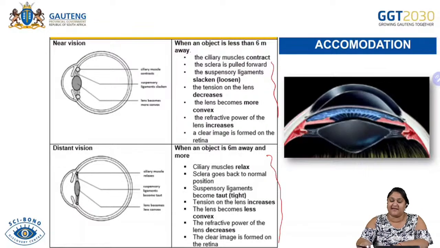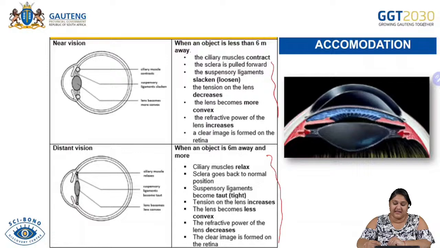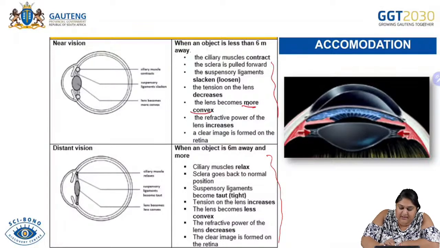What I like about this diagram, this GIF over here, is that it shows you how the lens is becoming more biconvex and less biconvex. Okay, so this shape that's showing you here is what we call convex. So it's becoming more convex and it's becoming less convex. So when it becomes flatter, it is less convex. But we don't use the word flatter. We don't use the word round or rounder. Okay, rather use more convex and less convex. So it's over here where it talks to you about less convex and more convex. That's what learners get wrong.